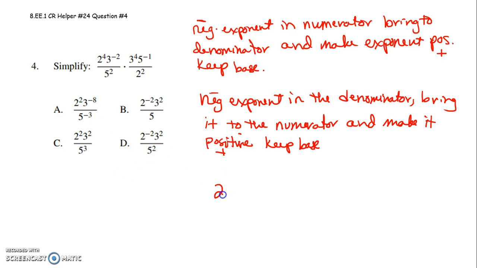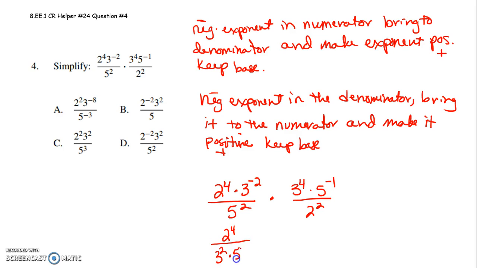So if I have 2 to the 4th times 3 to the negative 2 over 5 squared times 3 to the 4th times 5 to the negative 1, all over 2 squared. Any of the positive exponents, just leave where they are. But if you have a negative exponent in the numerator, you bring it to the denominator and make it positive. So this gets rewritten as 2 to the 4th over 3 squared times 5 squared.